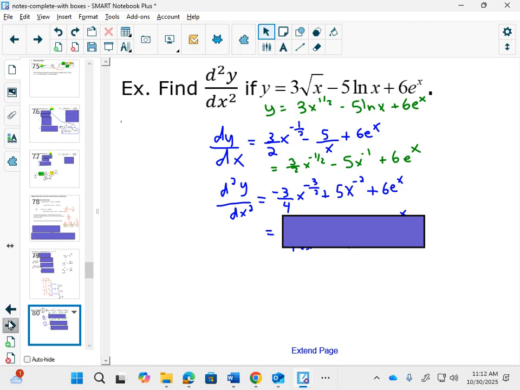And if you wanted to, you could put the x to the 3 halves on the bottom and change it to the square root. Textbooks don't like negative exponents. Textbooks sometimes don't like fractional exponents. So you'll see things change back like this. It's not hard. You just need to remember that you can do that, because on a multiple choice, that might happen.